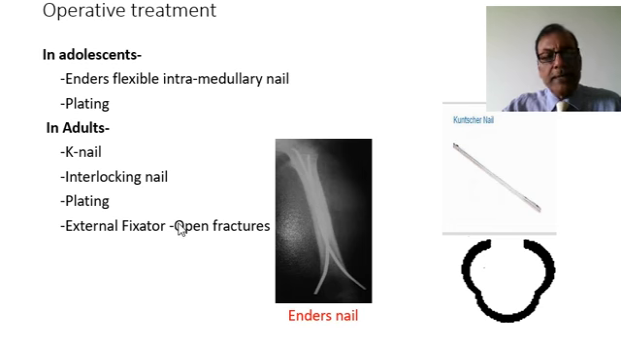Plating can be done in adults. K nail, this is the puncture nail. Full name is puncture nail with the clover leaf appearance. Used to be done some 4 decades ago. Nowadays, it is almost not being done because rotational hold is not good. Interlocking nail is being done nowadays, in vogue. Plating, sometimes it is done. For open fractures, it is external fixation.